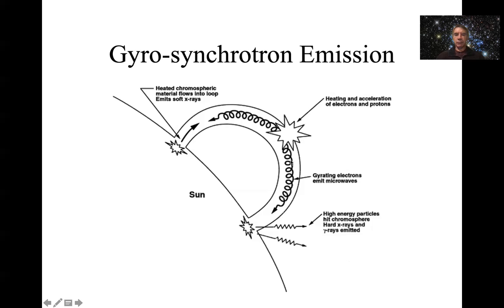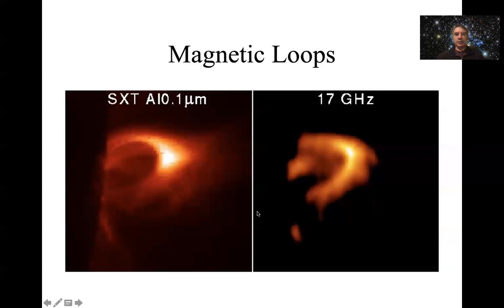So you've got these loops of magnetic field, and the electrons, whenever they're generated, will spiral around the magnetic field lines and emit radio waves as they do so, as they're accelerated. We'll see this time and time again. This means we should expect to see these big loops from the sun at radio wavelengths, and here's an example of that.